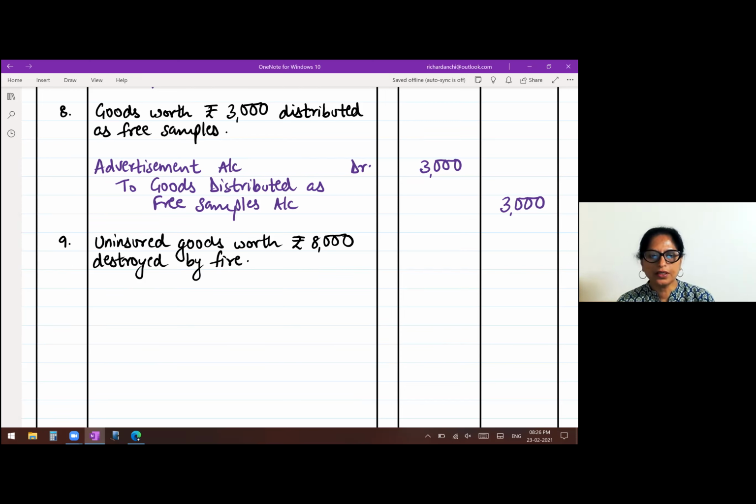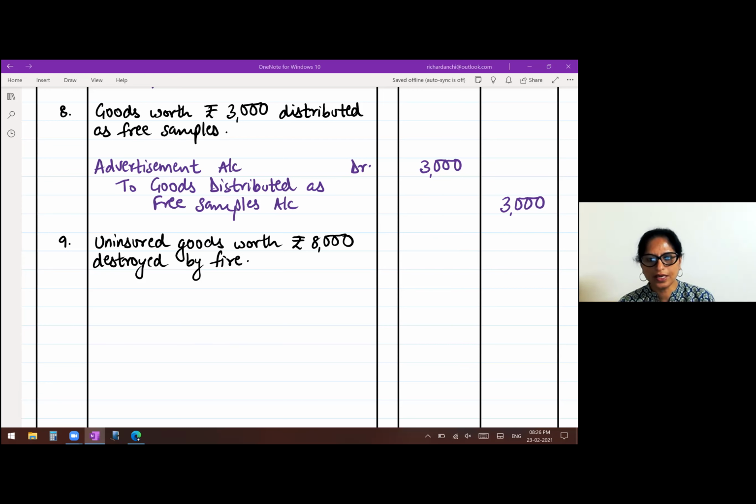Now what happens here? The goods are not insured. If they are insured, you have to pay money to the insurance company. You have to pay the premium every quarter. But since they are not insured, if they are destroyed by fire, that means the full amount of goods is lost. So you're not going to recover anything from the insurance company. So here this full amount is a loss to the business.